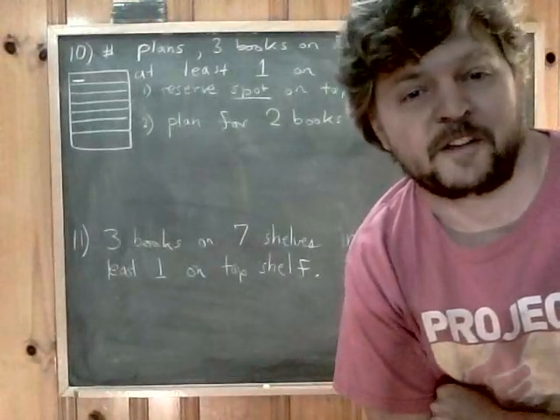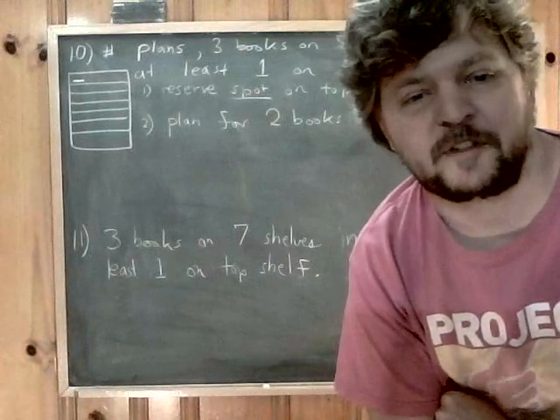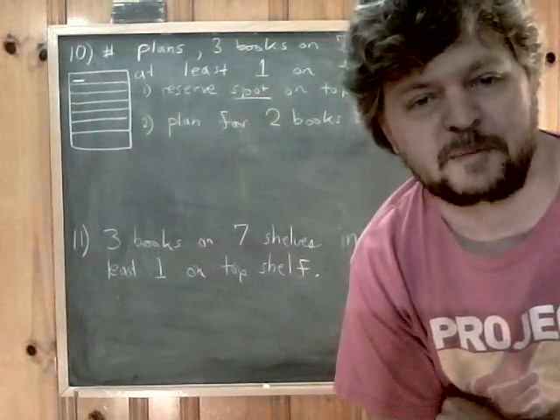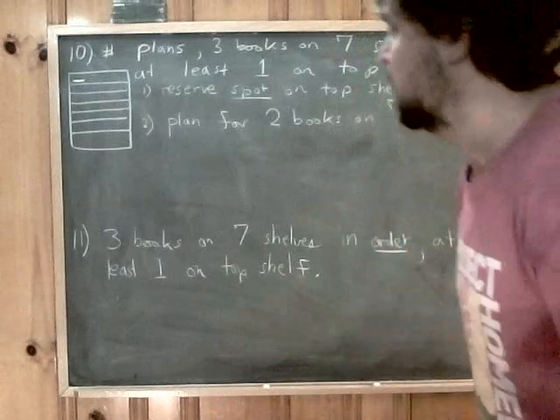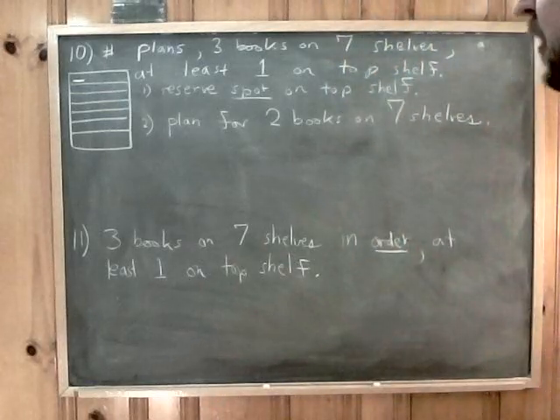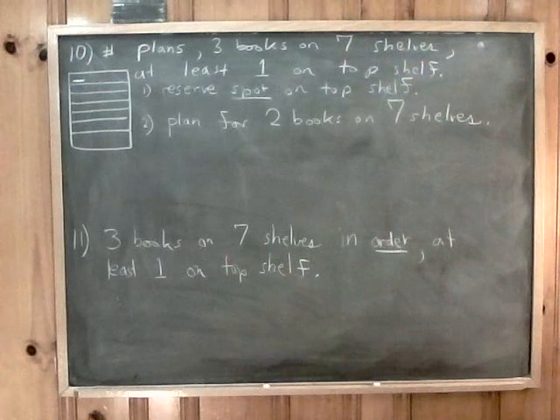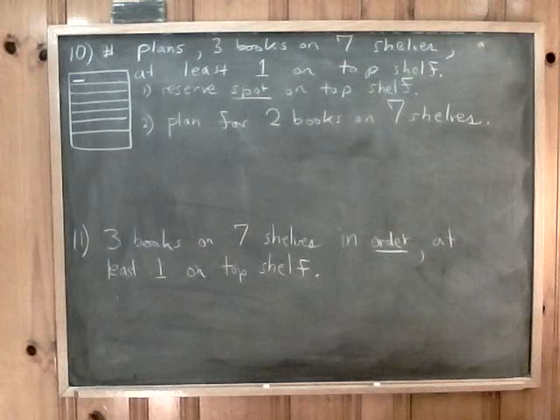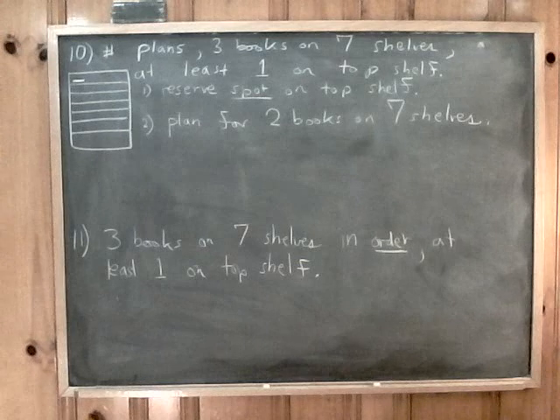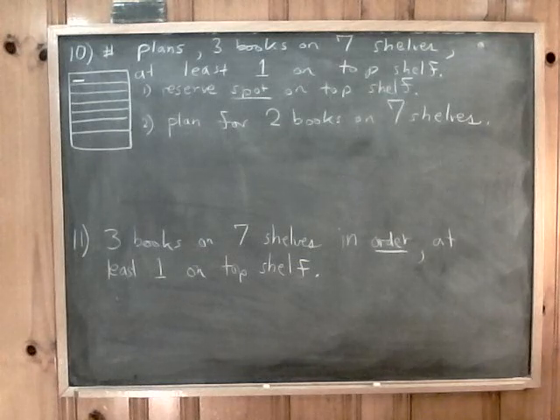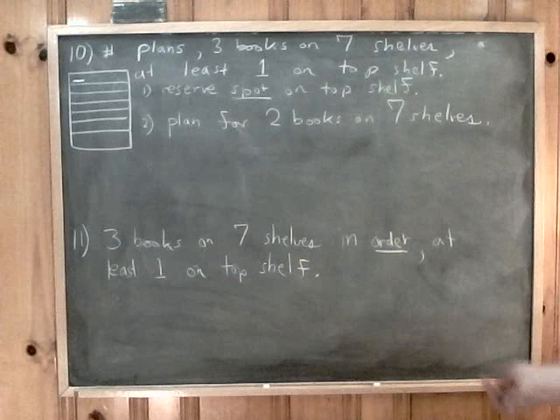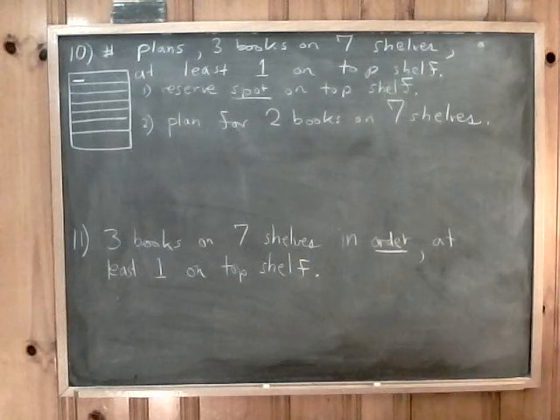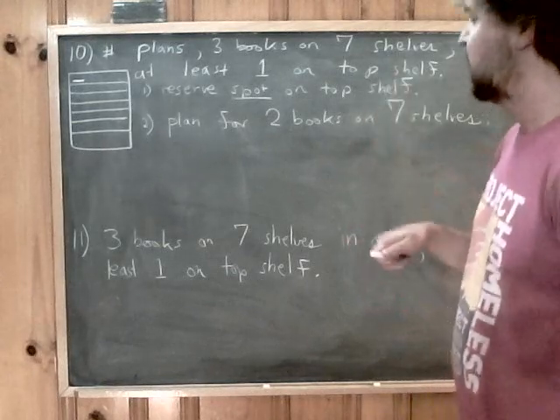Hey, time for a couple more bookshelves, number 10 and number 11 from the practice problems. Number 10 says that we're supposed to count the number of ways to plan a bookcase where we have 3 books and 7 shelves, but we're just trying to figure out how to plan them. So we're not putting the books on the shelves yet. We're just deciding how many books are going to go on each shelf. And it says that there has to be at least one on the top shelf.